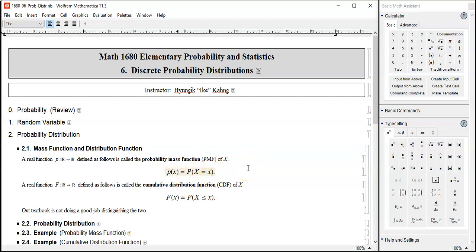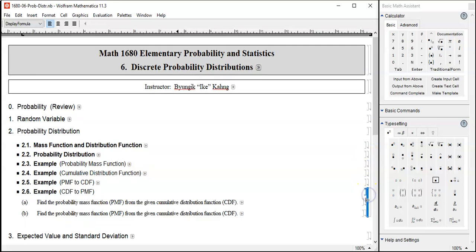Here's the definition of the probability mass function: the probability where the random variable capital X is taking a numerical value small x. And this is the CDF, cumulative distribution function: the cumulative probability where the random variable capital X is taking a numerical value small x or less. That allows us to consider cumulative probability.